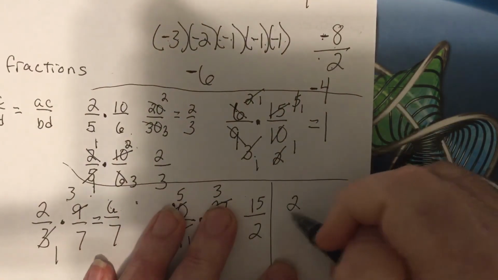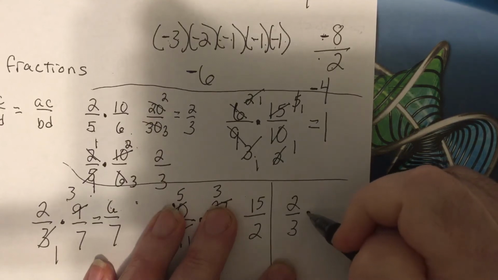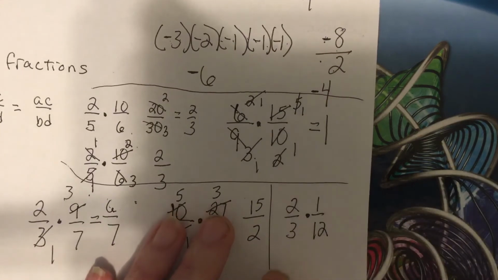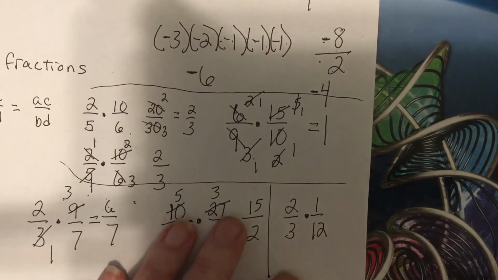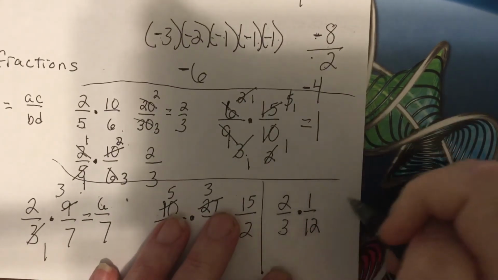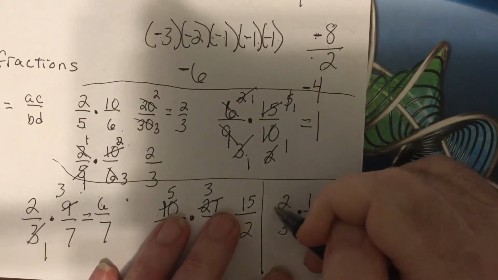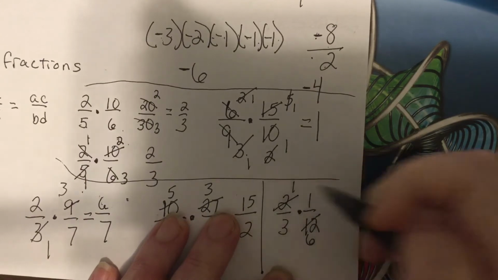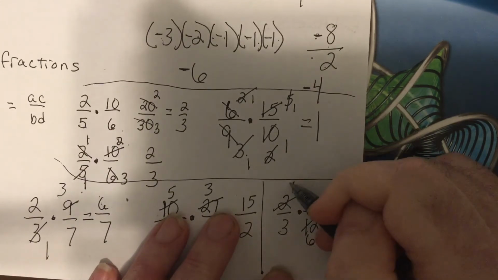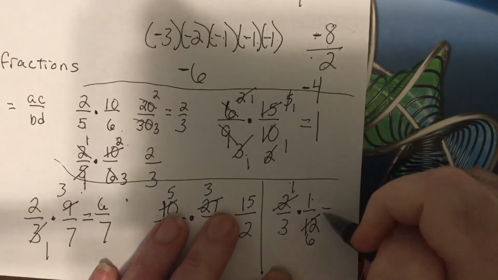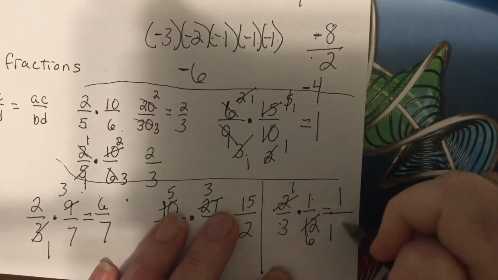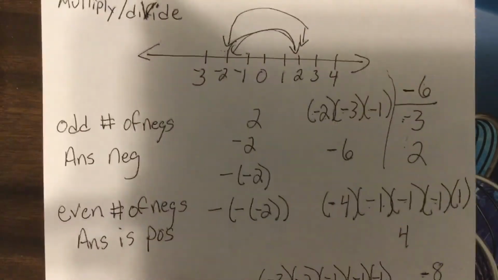Let's try this one. 2/3 times 1/12. So let's see. You could multiply straight across, reduce, but those numbers get really big, so it's usually easier to reduce. 2 goes into 12 6 times. You leave 1, so it'd be 1 times 1 is 1 over 3 times 6 is 18. Hey!